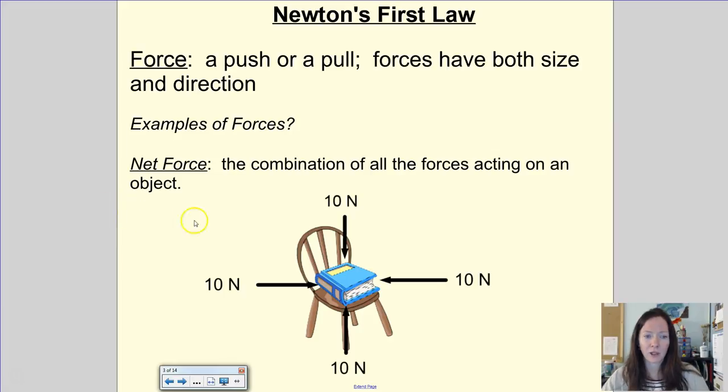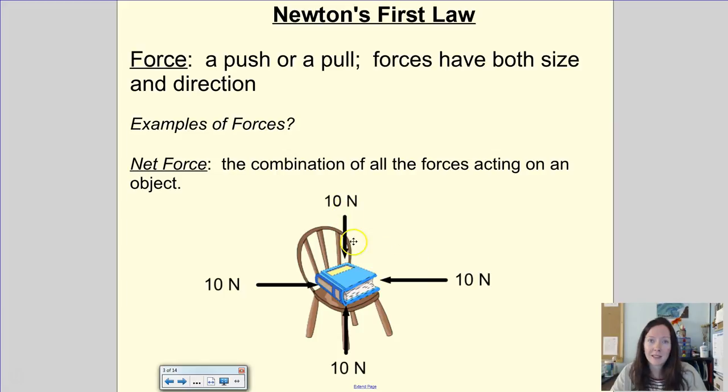Now, the next vocabulary word is net force. Net force is the total amount of forces acting on an object. So it's a combination of all the forces acting on an object at one time. And in the real world, that's a lot. It can be a lot of forces like gravity and friction, and maybe you're pushing down on the chair you're sitting in right now, or maybe you're pulling on the pencil. So at any given time, a lot of forces can be acting on an object at one time.